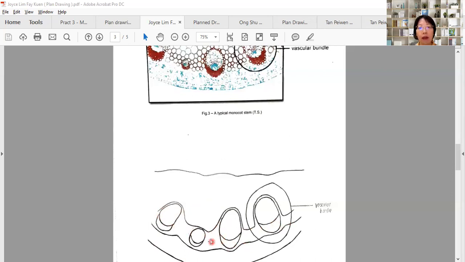This is labeled sclerenchyma, but how come there's no labeling here? Every structure you draw, you need to label, or else I wouldn't know what it is. So this drawing is correct, but there's no labeling. So this is sclerenchyma, please label. Next week, you need to submit all your corrections for all your drawings. I don't care, every one of you, whether correct or wrong, you must submit again.